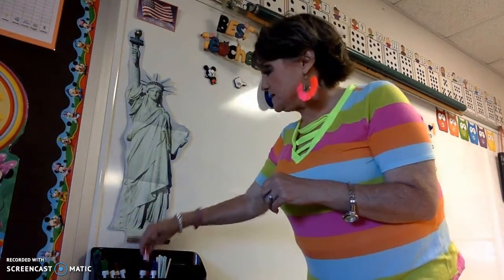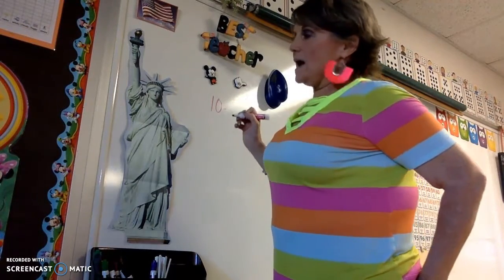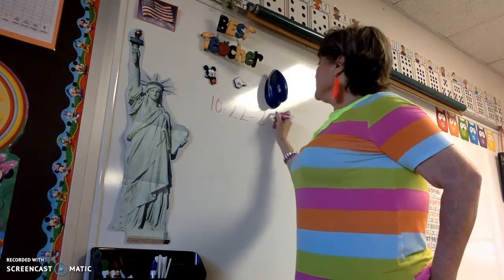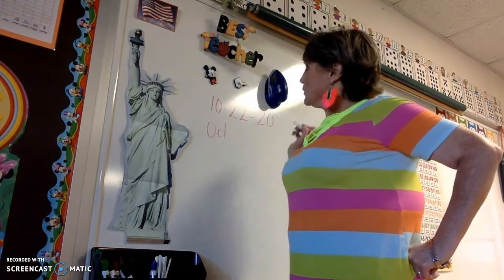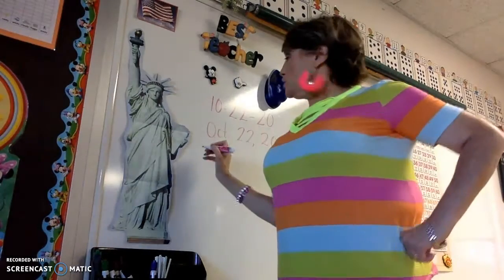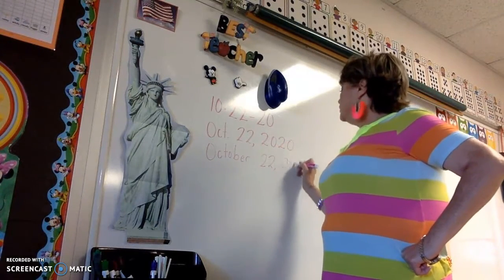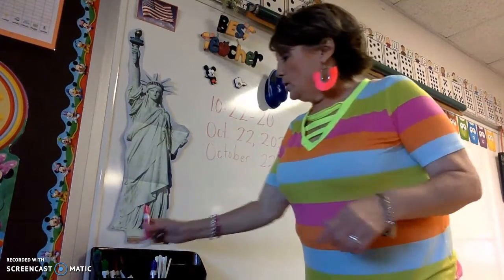Okay, we are going to write the date and the month. Let's see what it is. It's October, so we've got to count. January, February, March, April, May, June, July, August, September, October. 5, 10. I'm holding 10 fingers up, so it is 10-22-20. Or we can abbreviate that: October, finger space, 22, comma, 2020. Or we can write October all the way out. A long month. October 22nd, 2020.